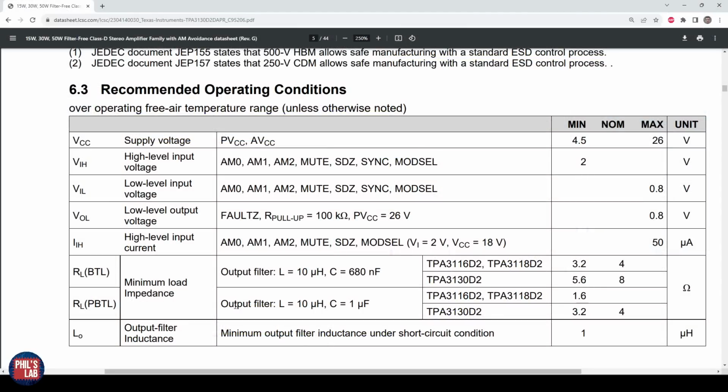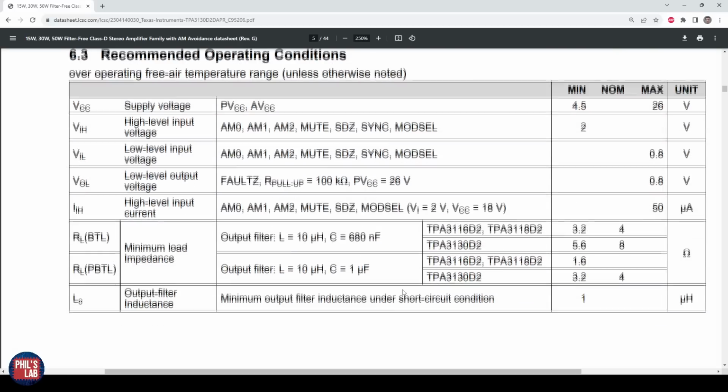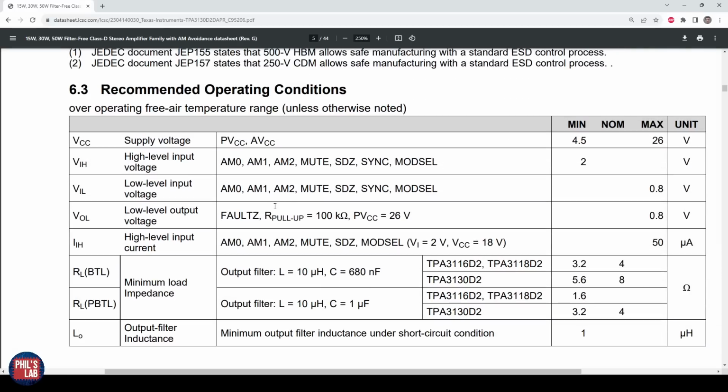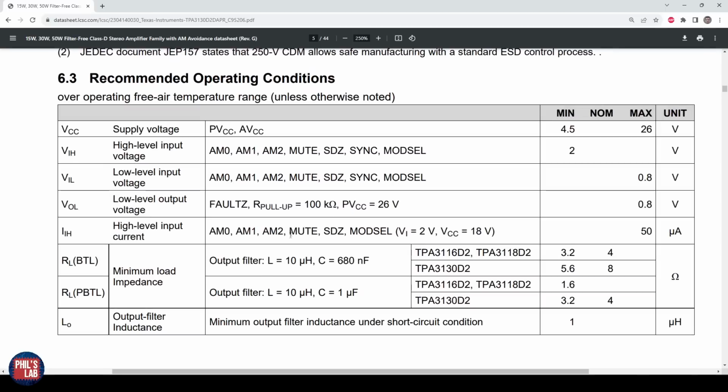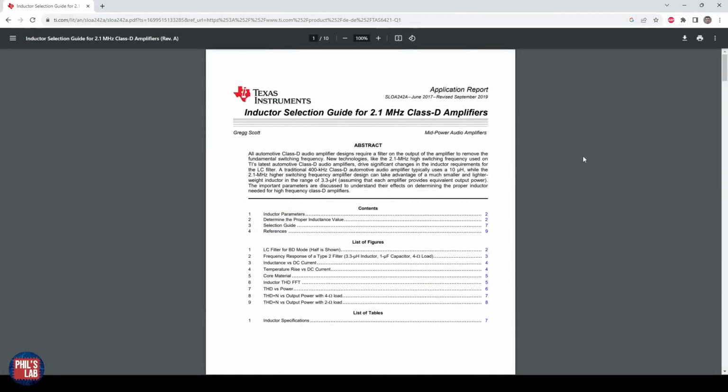You want to, of course, have your cutoff frequency far lower than your switching frequency to make sure you attenuate those switching harmonics sufficiently. But also, if we look at the datasheet, look at section 6.3, recommended operating conditions, the output filter will change depending on what minimum load impedance you might see. I'll leave a link to this in the description below, but choosing inductors and components for the Class D amplifier is pretty critical.